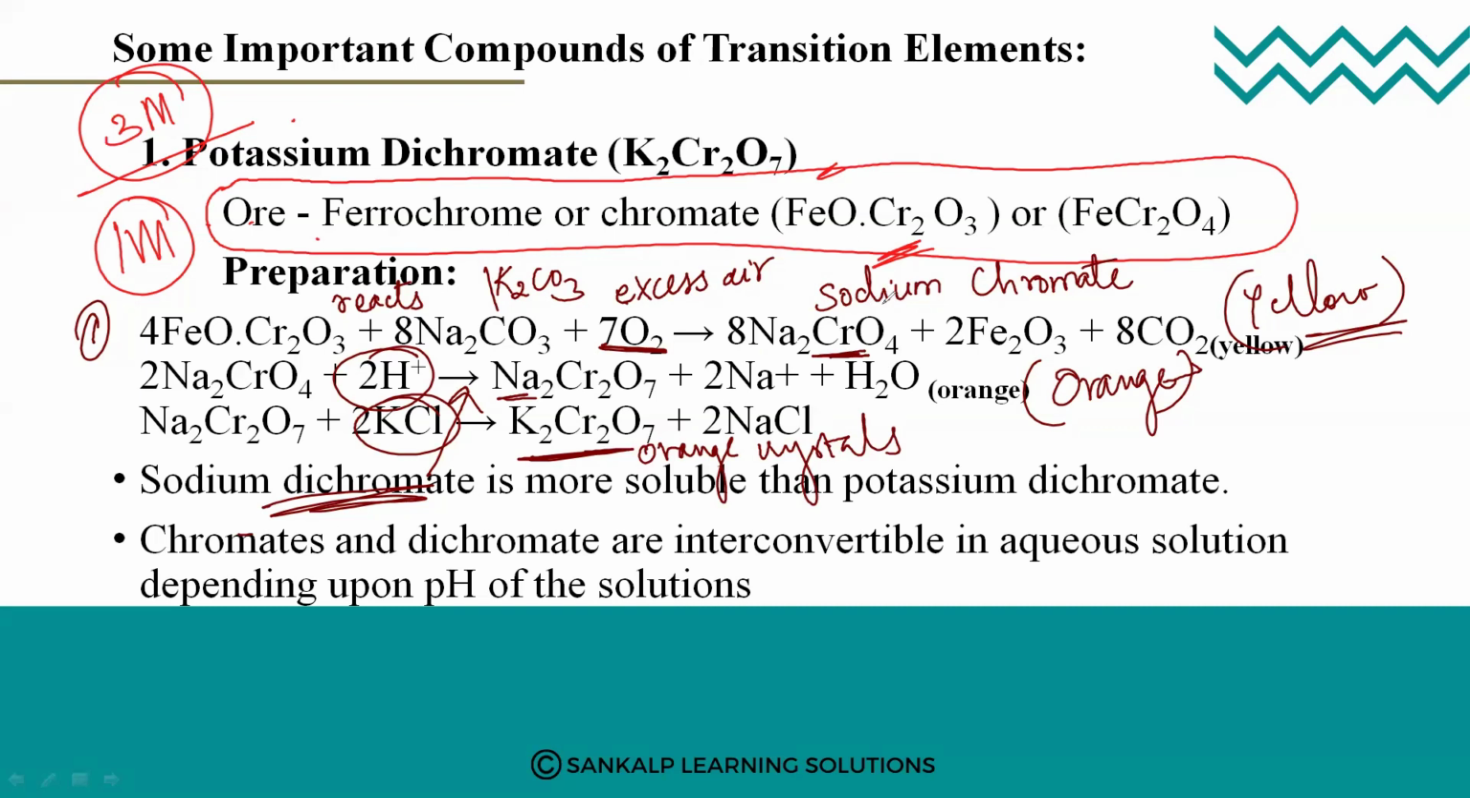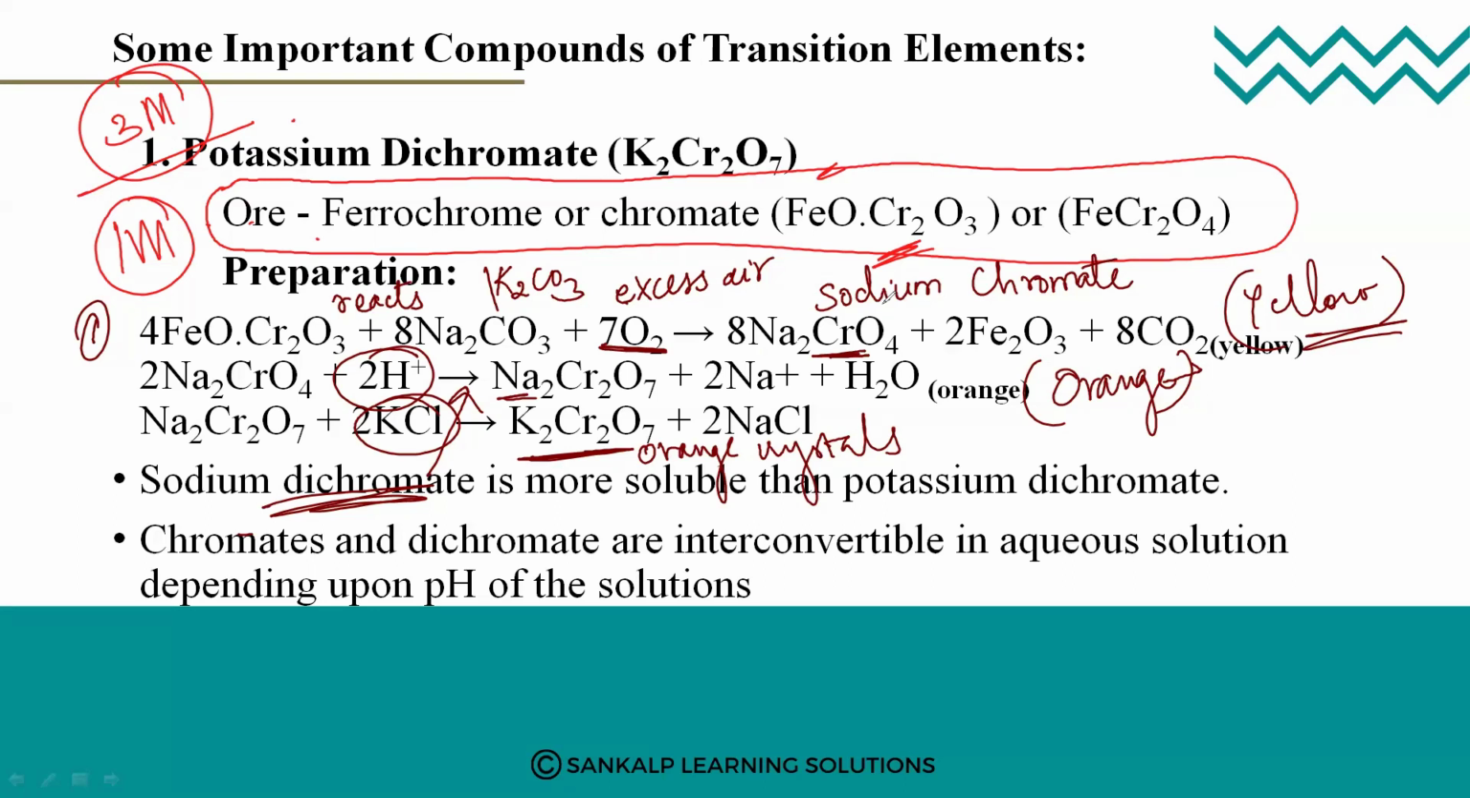First step: which ore are we going to take for manufacturing of potassium dichromate? We are going to take chromite ore or ferrochrome, FeO.Cr2O3 or FeCr2O4. In the first step, we fuse or react the chromite ore with sodium carbonate in the presence of excess air. What are we going to get? Sodium chromate, plus Fe2O3 plus carbon dioxide. The color of the solution obtained will be yellow.